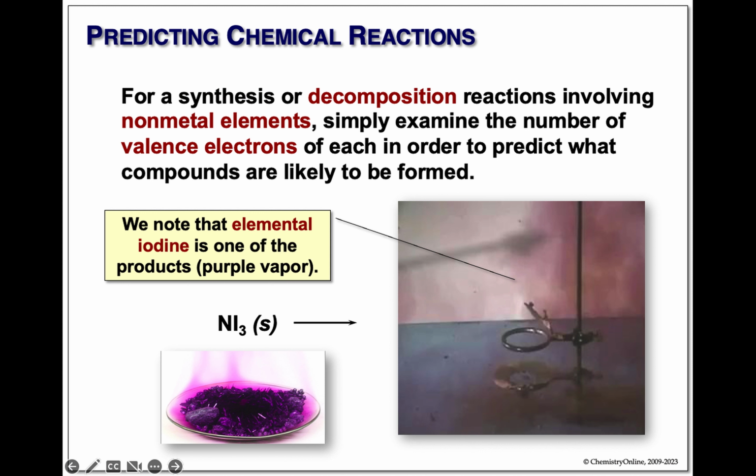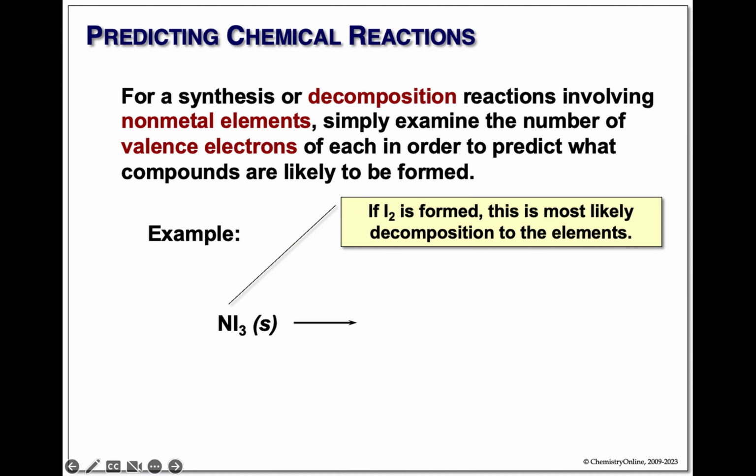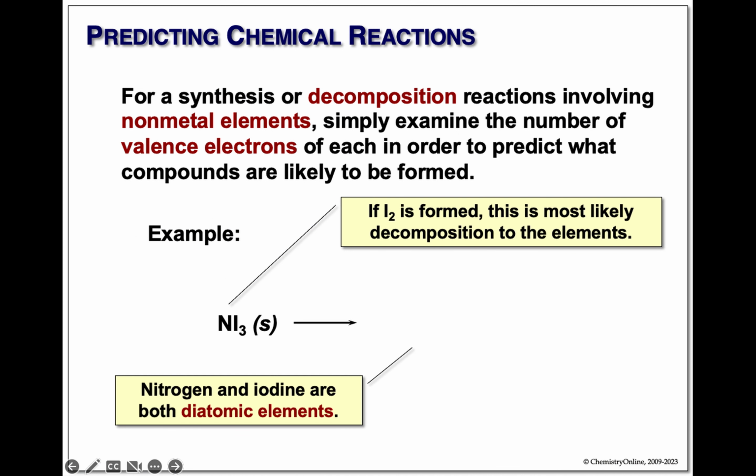Our best guess here is that we're making molecular I2. We're decomposing into elements. So the nitrogen will wind up as N2, iodine as I2.